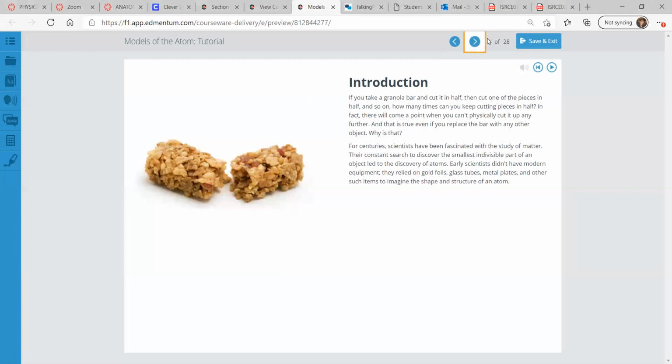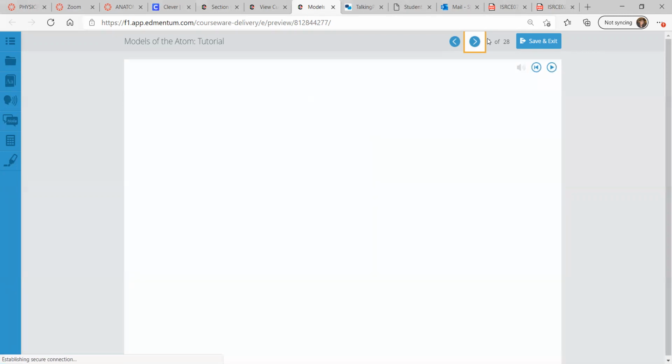For centuries, scientists have been fascinated with the study of matter. Their constant search to discover the smallest indivisible part of an object led to the discovery of atoms. Early scientists didn't have modern equipment. They relied on gold foils, glass tubes, metal plates, and other such items to imagine the shape and structure of an atom.